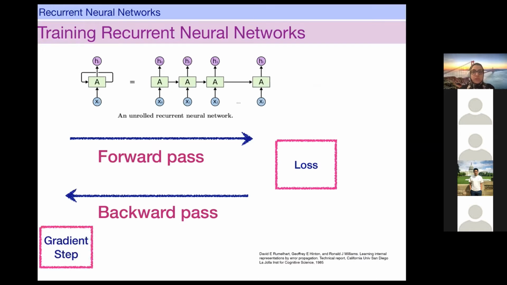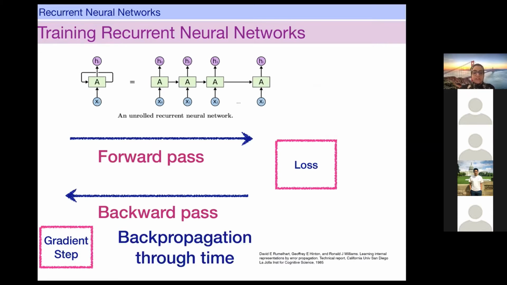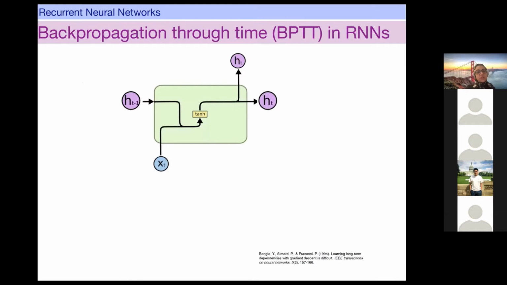We do that by taking a gradient step, like Suhail described in, I think, the first lecture. This is called backpropagation through time because, if you think about the input as different time steps, we move forward in time and then we backpropagate to update the weights. So let's take a deeper look into how this backpropagation through time happens.